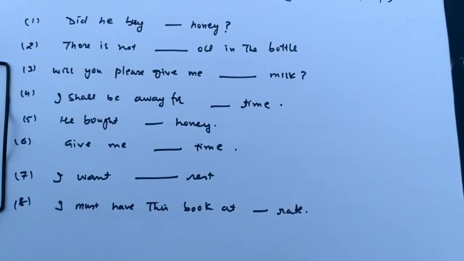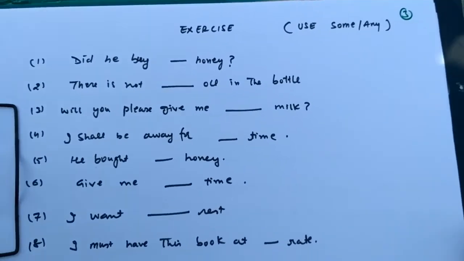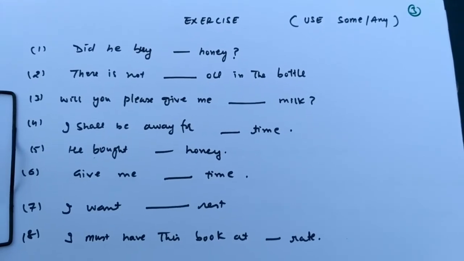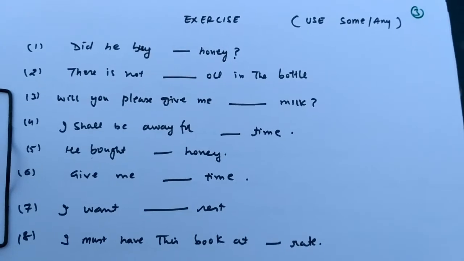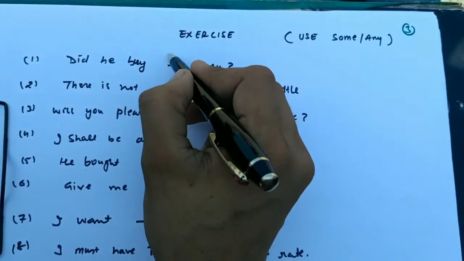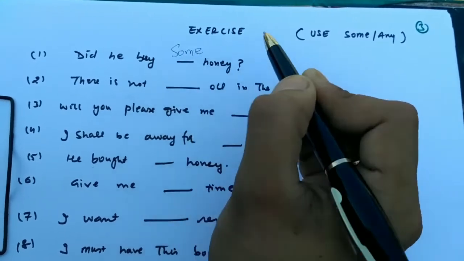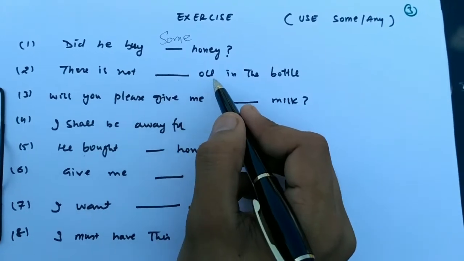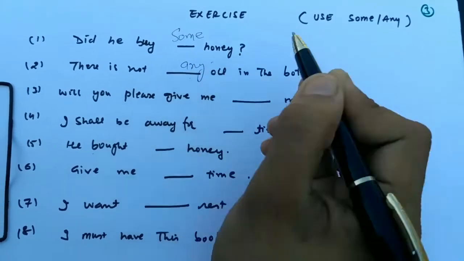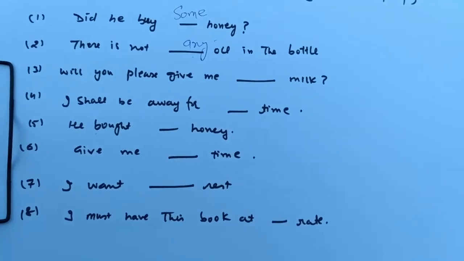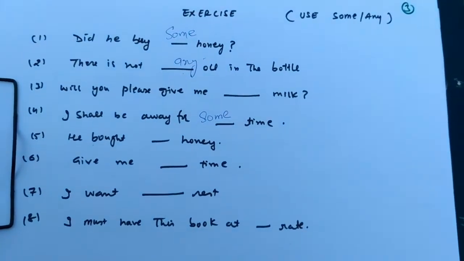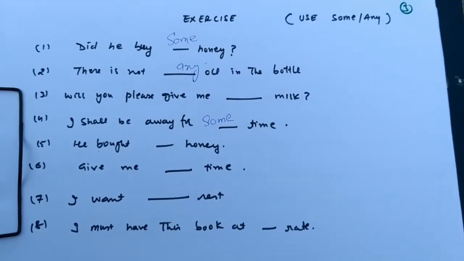Next, there is an exercise for you to solve, filling in the blanks with some and any. Let's try to solve some of these. First is, did he buy honey? So honey signifies a quantitative thing that can be measured or quantified. So here I can add, did he buy some honey? There is no oil in the bottle. Not saying no. So there is not any oil. I shall be away for some time. Here you try to solve yourself. Please write your answer in the comment box. It will be helpful for you.